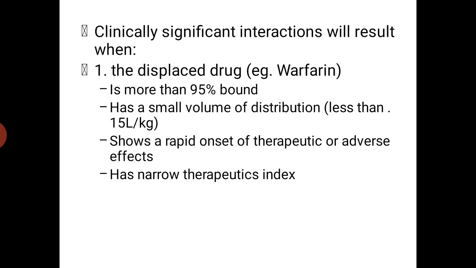And the last one is having a narrow therapeutic index. The therapeutic index is the range between the minimum effective concentration and the maximum safe concentration, the therapeutic range. In biotechnology you learned about the minimum inhibitory concentration. In the same way, the minimum effective concentration is the minimum concentration required to produce action, and the maximum safe concentration is the concentration up to which the drug is safe. The range between them is known as the therapeutic range or therapeutic index.